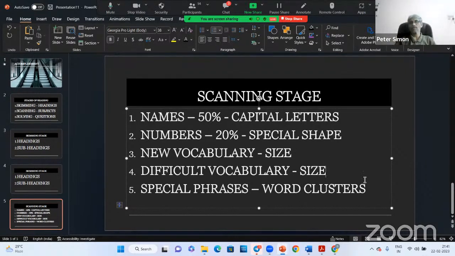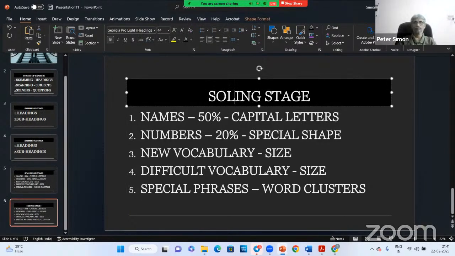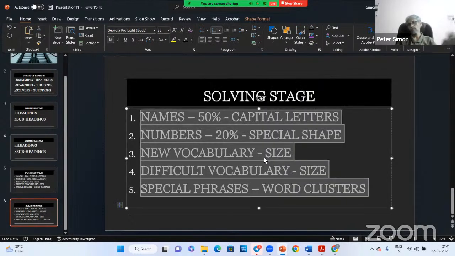10%, 10%, 10%. So total 100%. If you identify these 5 different things, you'll get 100% of the answer. Then last, solution. Solving stage. Number 1.